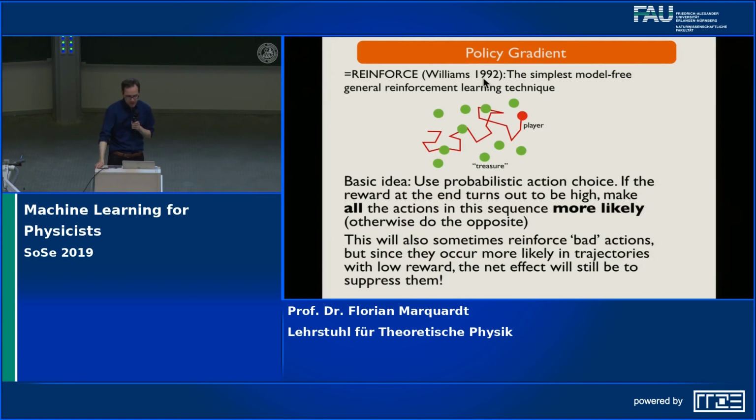It turns out the way to go about this is to use a probabilistic action choice. So our network, or whatever it is, will not give us deterministically what is the next action to be taken. It just gives us probabilities for different actions. And that is good on many levels. I will tell you in a moment how it solves this problem with having to model the environment, which we don't have a model of.